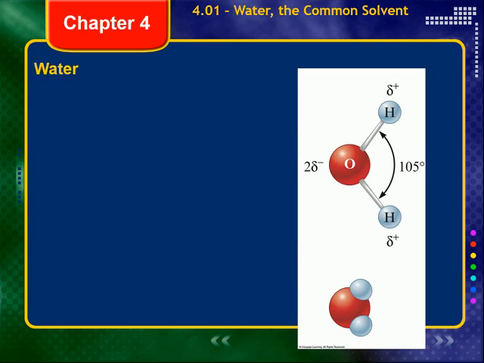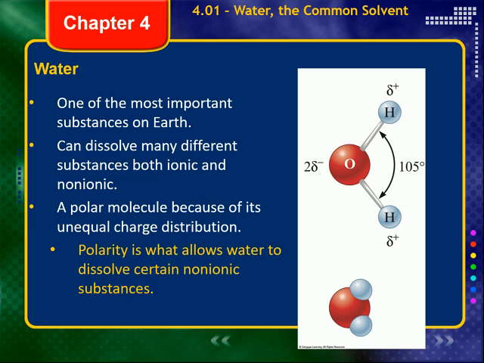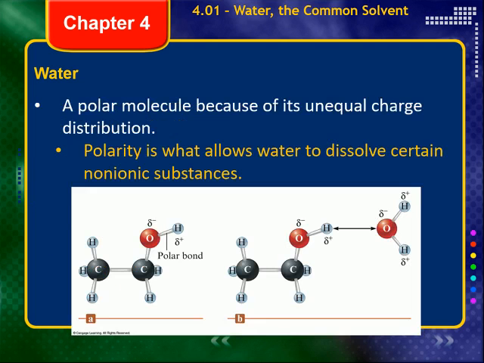So we're talking about water. Water is one of the most important substances on Earth. It can dissolve many different substances, both ionic and non-ionic. Now, obviously, it can dissolve ionic compounds because of the strong polarity that it has, but that polarity also allows it to dissolve non-ionic substances as well.